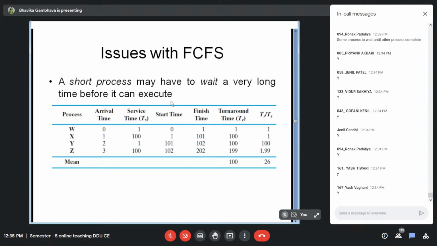Because Z also had to wait, but in a way it has made up for it by taking that much time, and it has ensured a normalized time of 1.99, which is a decent measure.